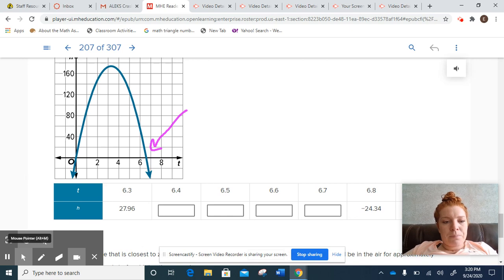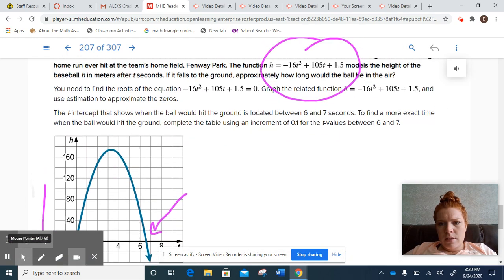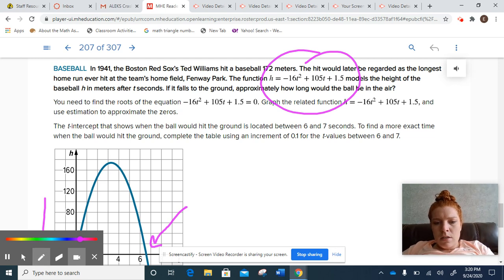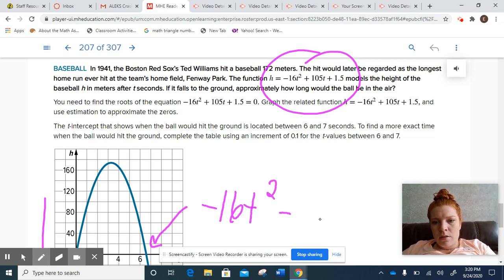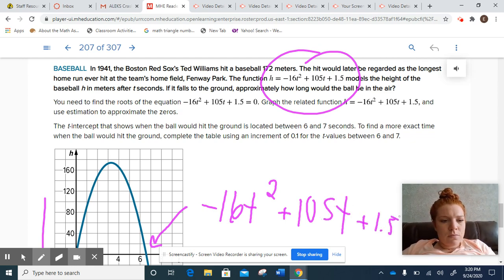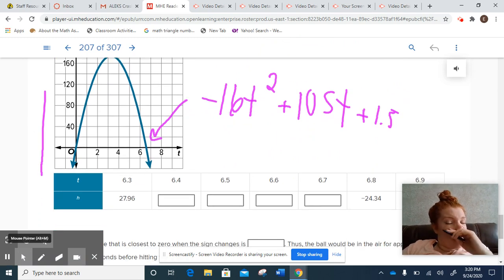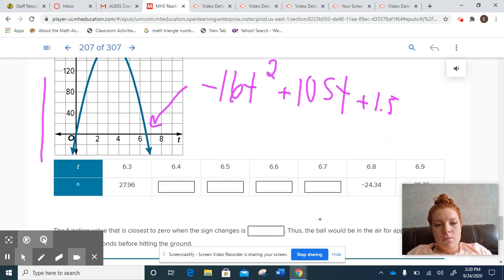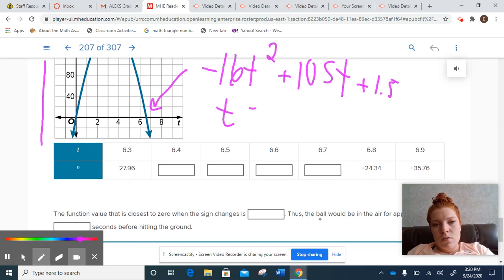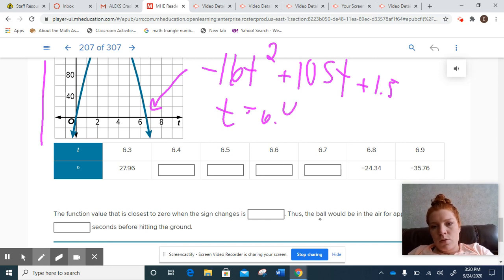Okay, so let's see. We're gonna plug 6.4 into our equation up here. So I'm gonna write this actually a little bit lower so we can see it. Negative 16t squared plus 105t plus 1.5. So let's scroll down. I'm just going to use my calculator. I'm going to start at t equals, let's do 6.4. We'll just go in order. If you're working with a graphing calculator, it's really nice because you can easily just switch it out.